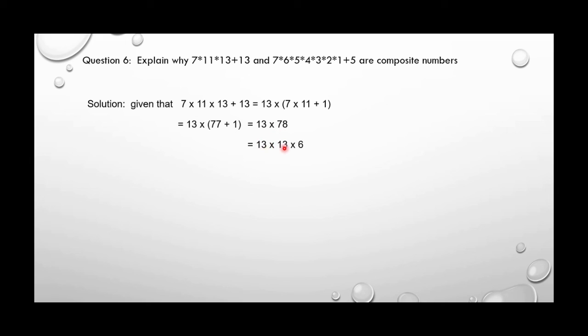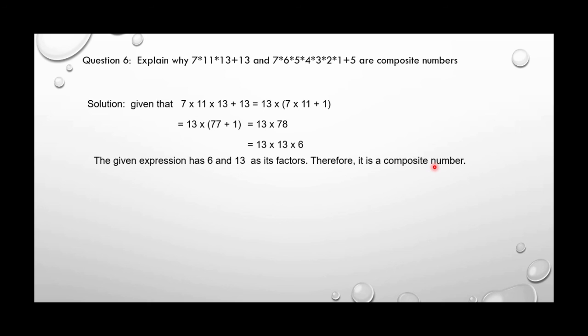Now this 78 can be further factorized as 13 × 6. Therefore the given expression 7 × 11 × 13 + 13 has 6 and 13 as its factors, whereas a prime number will have only one factor. Therefore the given expression is a composite number.